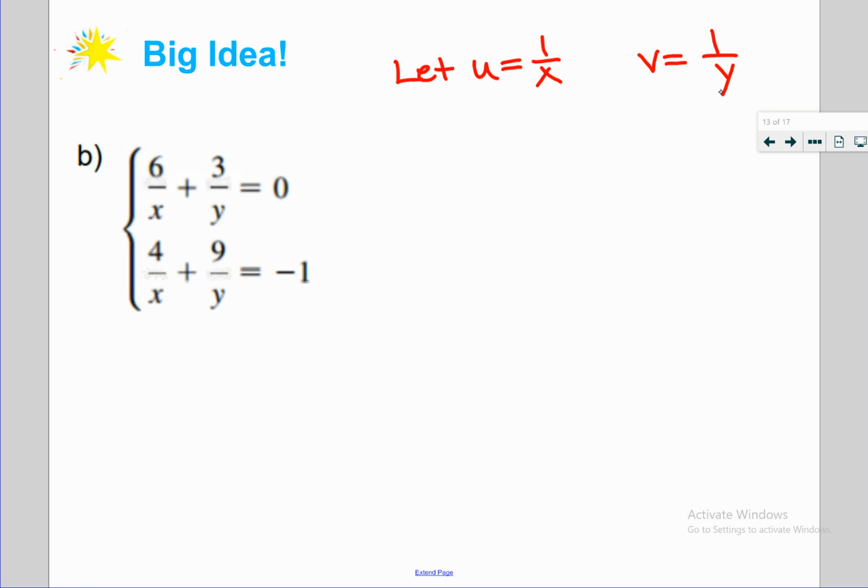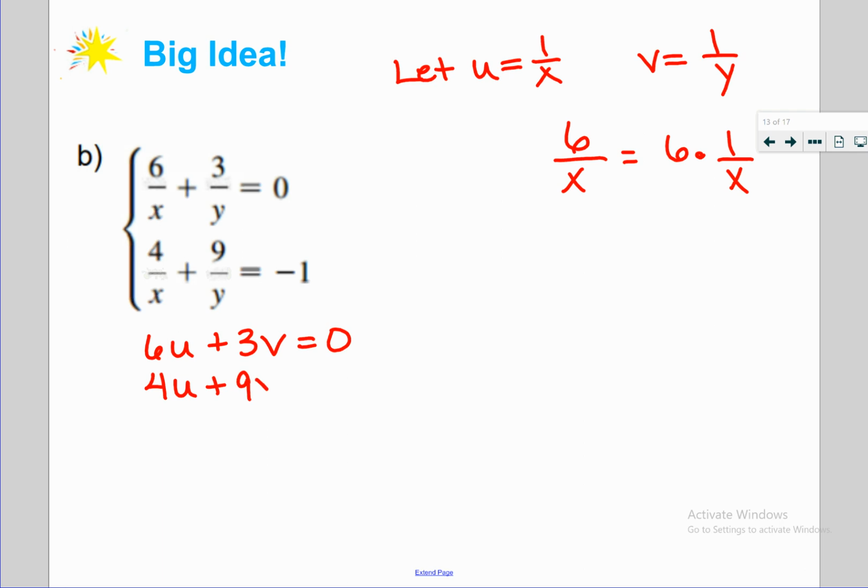Why am I choosing 1 over x and 1 over y? Because if I see 6 over x, that is the exact same thing as 6 times 1 over x. I can take that term and break it apart. So instead of 6 times 1 over x, I can just write 6u. And instead of 3 over y, I can think of it as 3 times 1 over y, or 3v equals 0. So it gives me these nice pretty whole numbers. I can do the same thing with the denominator. Instead of 4 over x, I can think of it as 4 times 1 over x, or 4u. 9 over y is the same as 9 times 1 over y, or 9v equals -1.